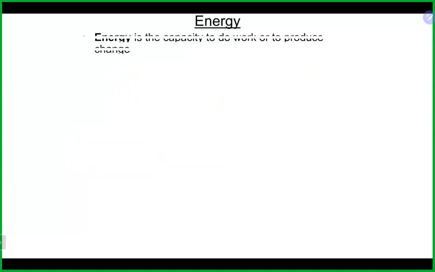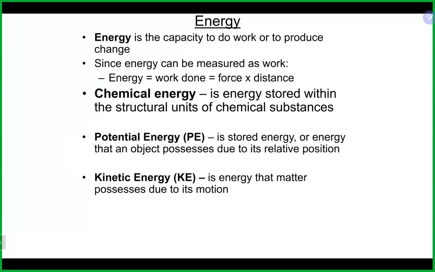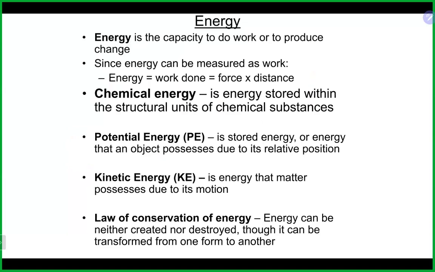So when we talk about energy, energy is the capacity to do work, which is force times distance, and there are different types of energy we come across. For example, there's chemical energy, the energy stored in the structural units of chemical substances. Now, when we make bonds and break bonds, there is energy associated with that process.